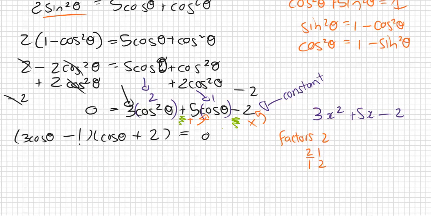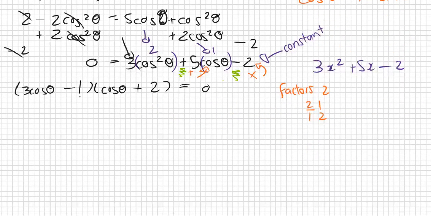So we have 2 brackets times together equals 0. That means that one of those brackets has to be 0, because anything times 0 equals 0. Therefore, either of those brackets could be 0. 3 cos x minus 1 could be 0, or cos theta plus 2 could be 0. We have 2 options. We're nearly there to the general solution part.